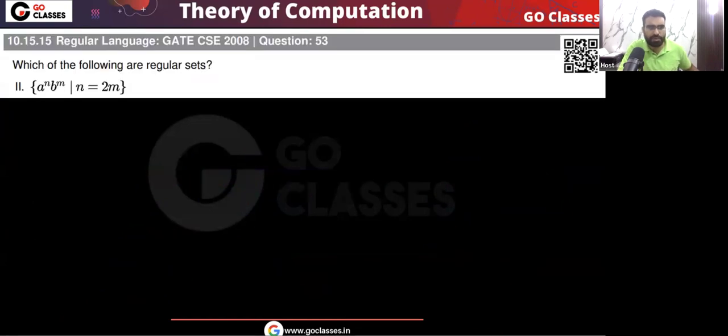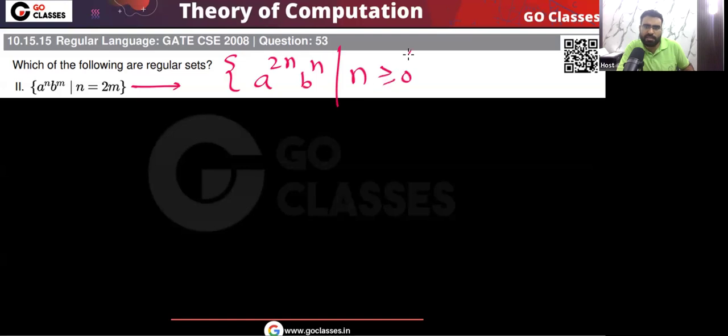Let's see this one, L2. Tell me, is this L2 regular or not? Here we have n equal to 2 power m, like this: a power 2n, b power n, where n is greater than equal to 0. So here we have a comparison, yes or no? And there are infinite possibilities of comparison. Here you can easily see that the number of a must be double the number of b. And since n is greater than equal to 0, basically we have unlimited comparison.